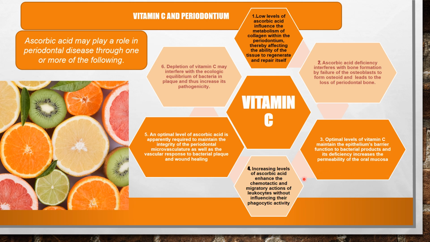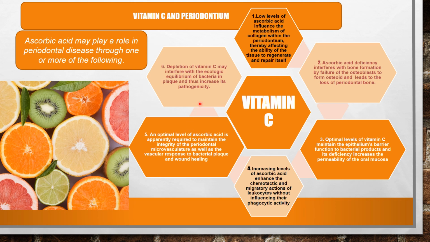The fourth one is that it enhances the chemotactic and migratory actions of leukocytes. So when there is deficiency, there will be decreased chemotactic and migratory actions and phagocytosis activity. That is the fourth role. The fifth role is that an optimal level is required to maintain the integrity of periodontal microvasculature as well as the vascular response to bacterial plaque and wound healing. So if there is a decreased amount of ascorbic acid, there will be decreased maintenance of the integrity of periodontal microvasculature, decreased response to bacterial plaque and decreased wound healing.